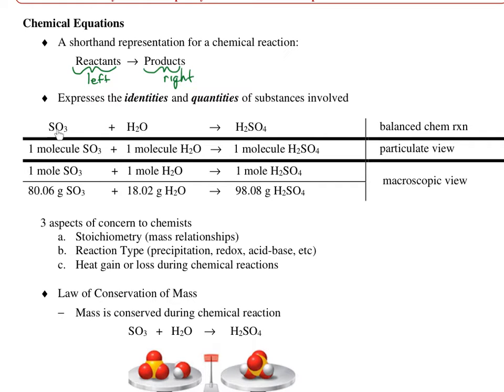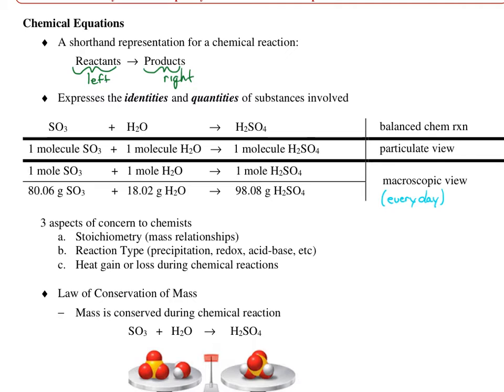Let's look at a specific example. Sulfur trioxide dissolved in water produces sulfuric acid. This is our balanced chemical equation. We can look at this and interpret it on a particulate view, which is a molecule reacts with a molecule to give a different molecule.